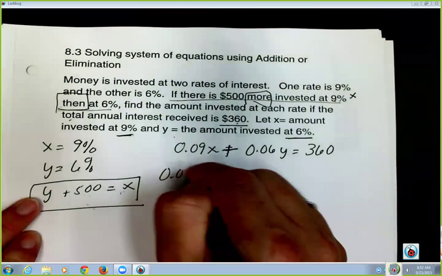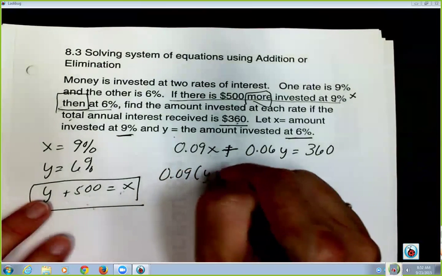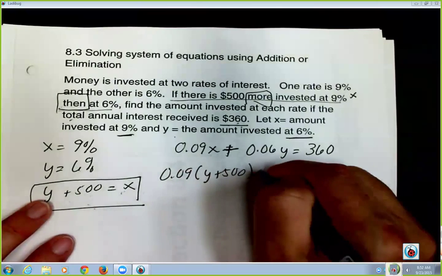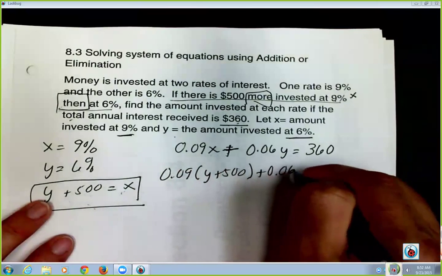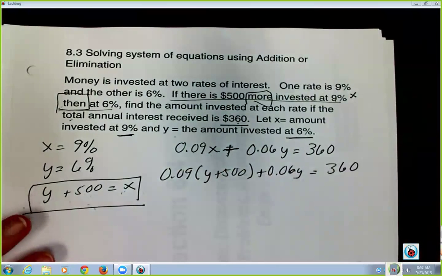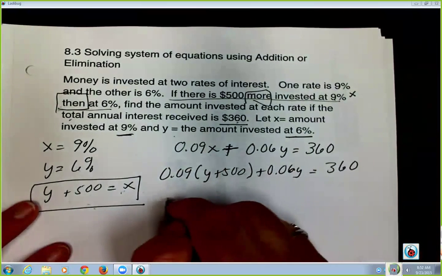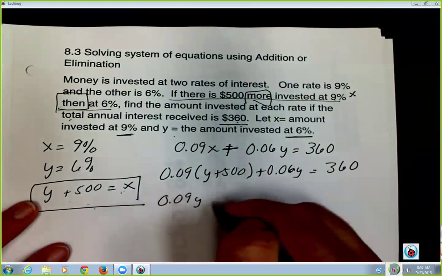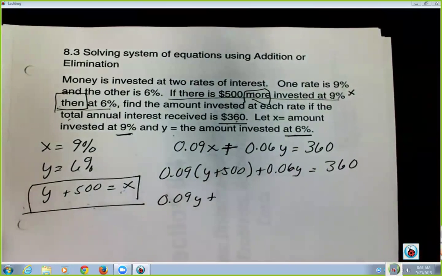So we can plug this back in where X is at. So we have 0.09 times (Y plus 500) plus 0.06Y is equal to 360. If I do my multiplication, I get 0.09Y plus 0.09 times 500. What's that going to give me? Somebody out there's got the calculator. 45? Okay.